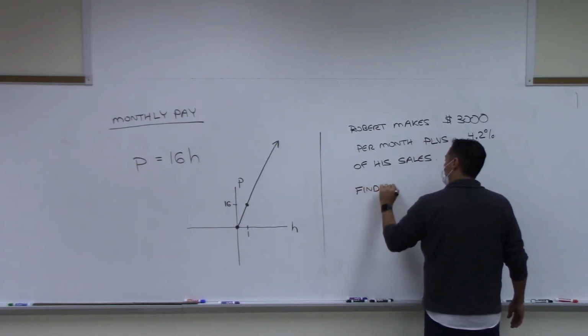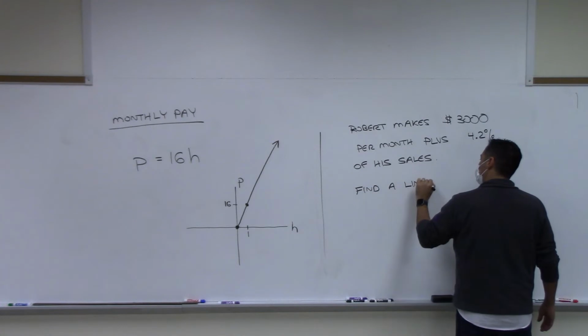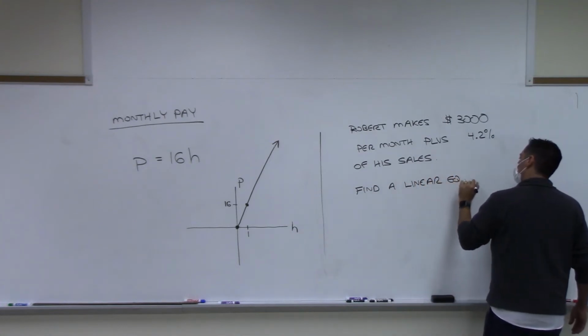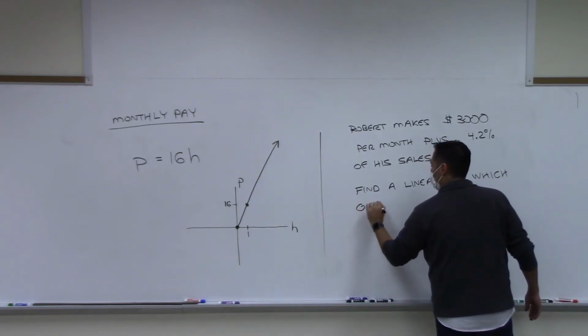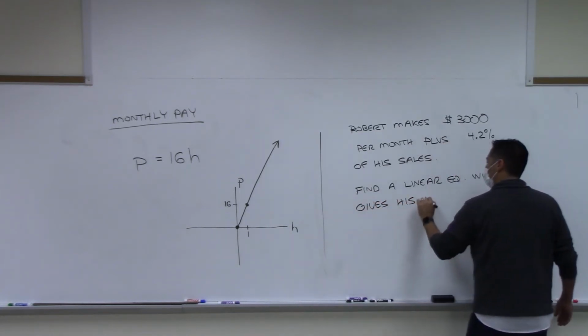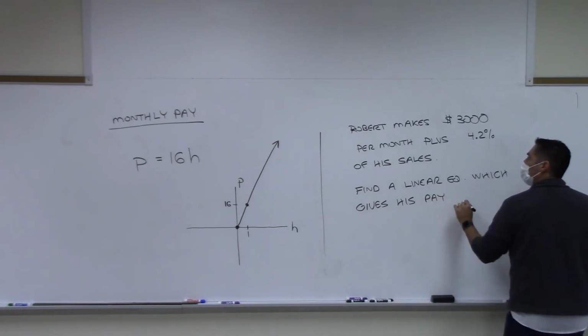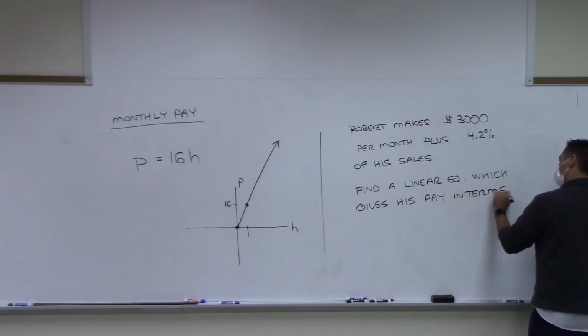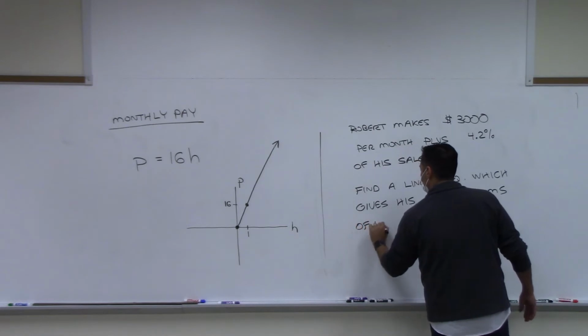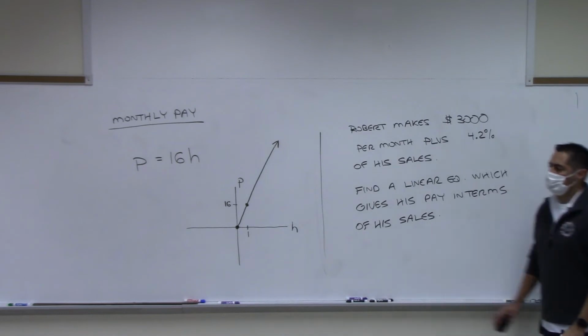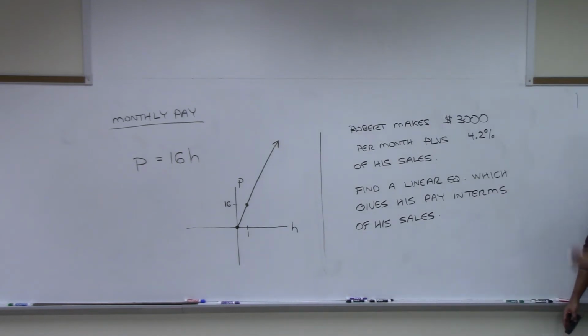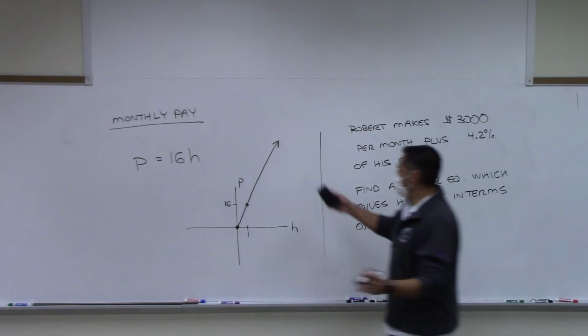Find a linear equation which gives his pay in terms of his sales. All right. I think 3,000 is probably a little bit high. I don't know.